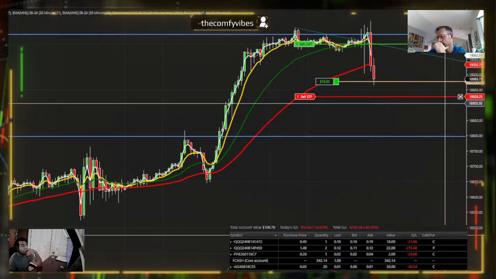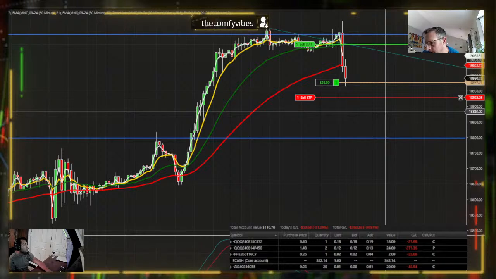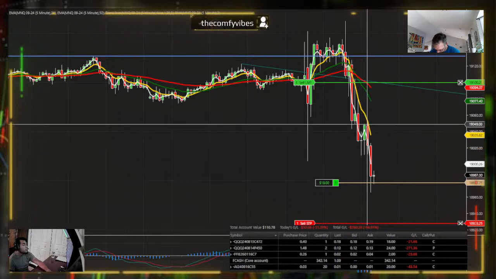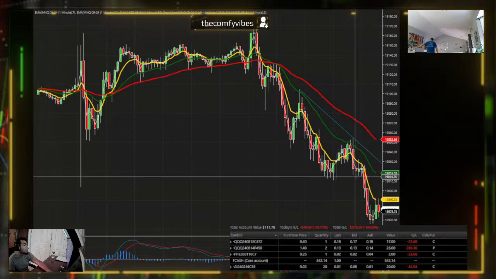See if I can catch that bottom. It's hitting at 21. So that's 21.